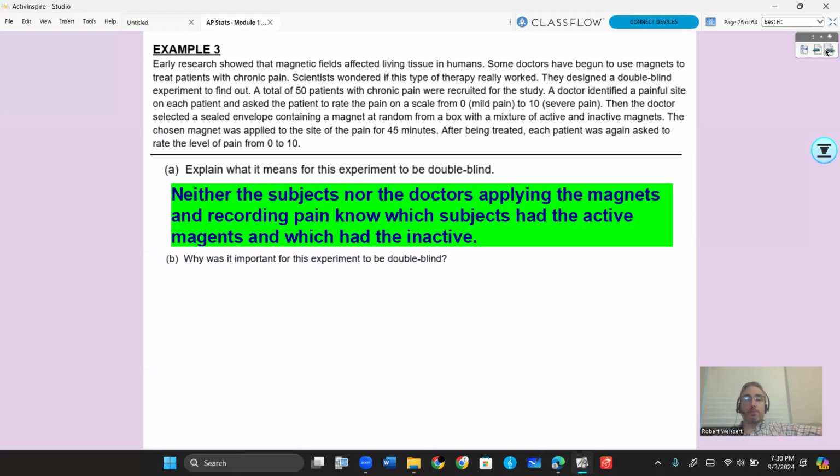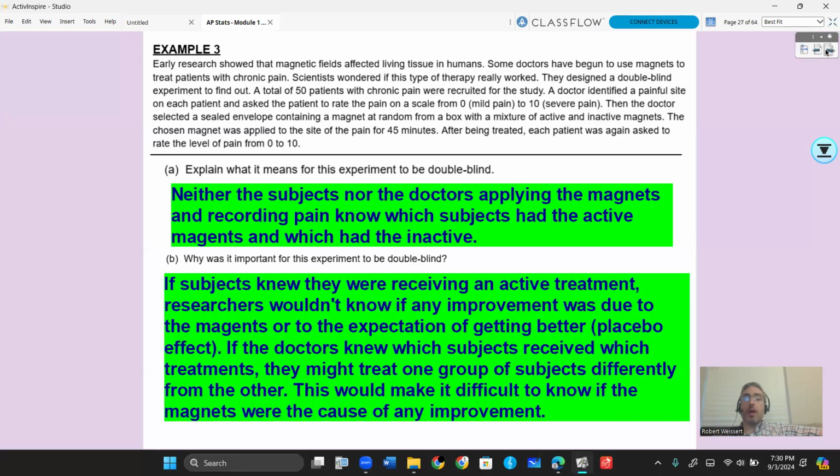Why is that important? Well, if subjects knew they were receiving an active treatment, researchers wouldn't know if any improvement was due to the magnets or to the expectation of getting better, placebo effect. If the doctors knew which subjects received which treatments, they might treat one group of subjects differently from the other. After all, we're humans. This would make it difficult to know if the magnets were the cause of any improvement. The idea is to rid this experiment of any sort of human bias that might influence the results at the end.